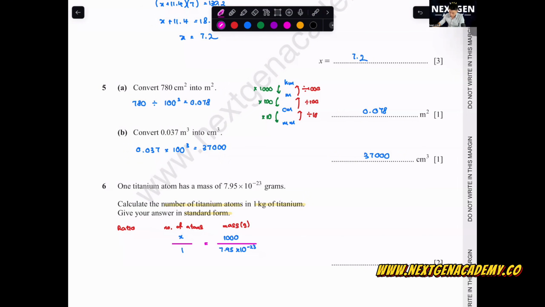Okay, everyone understand what we're doing here? So X is just 1000 over 7.95 times 10 to the power of negative 23, times 1. You just type in the calculator 1000 divided by 7.95 times 10 to the power of negative 23. You should be able to get the answer from the calculator here. Okay, 1.26 times 10 to the power of 25. All right. Until here, if you can do this, can you type 6? No question, please type 6. All right.